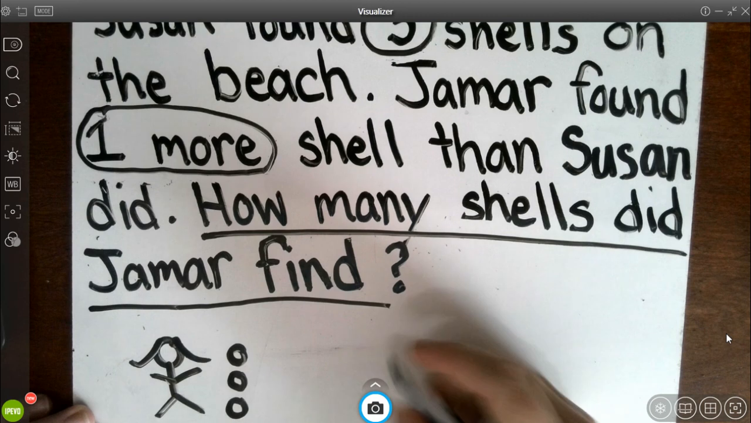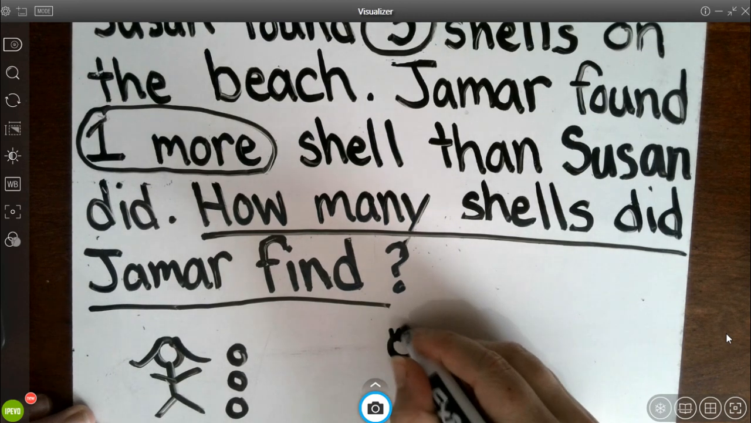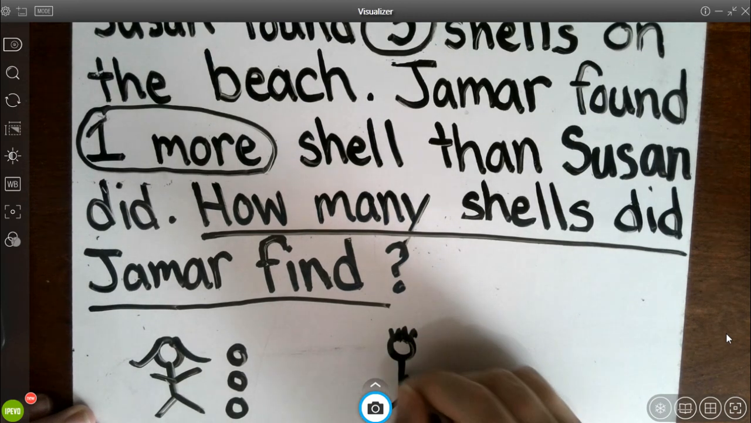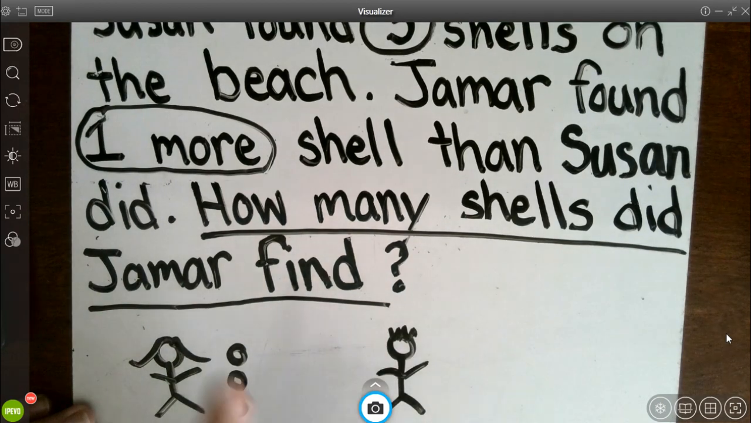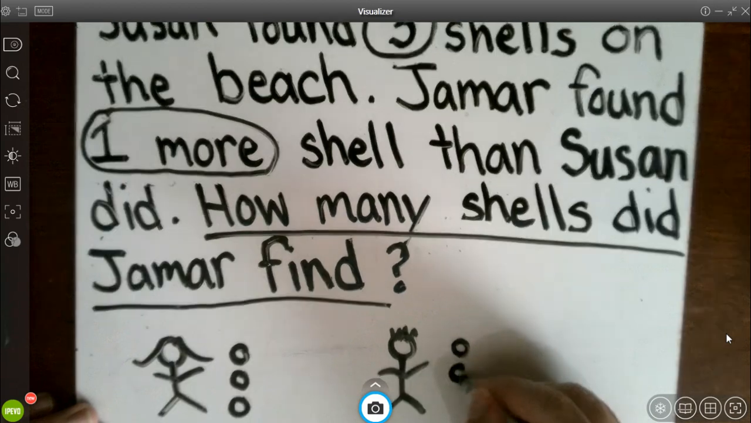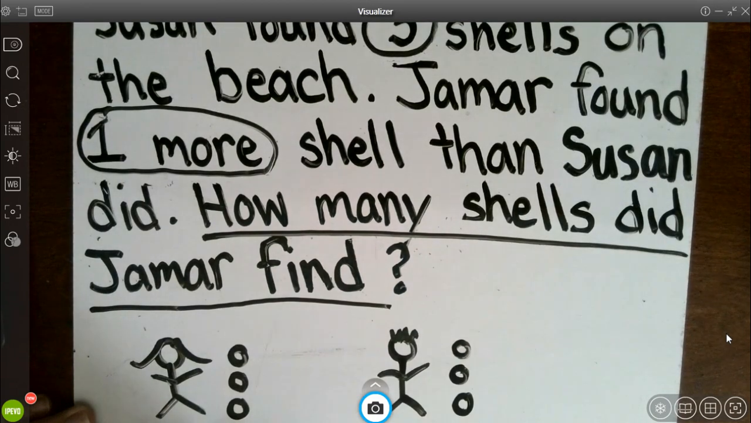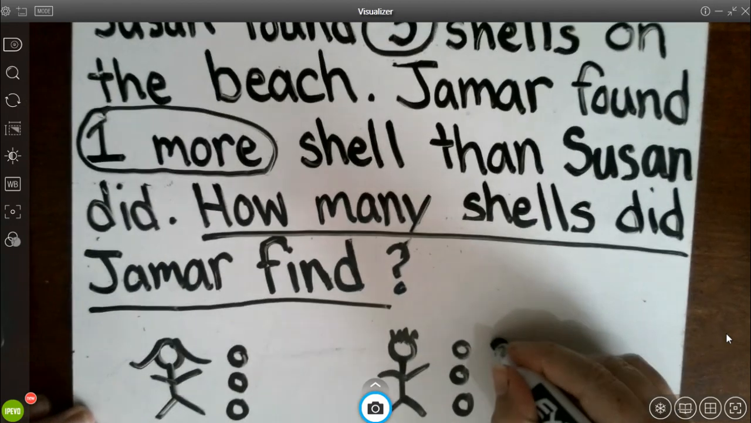We know there's also Jamar. So here's Jamar, and we know he has 1 more shell than Susan. So not only does he have 3 shells like Susan, he has 1 more.